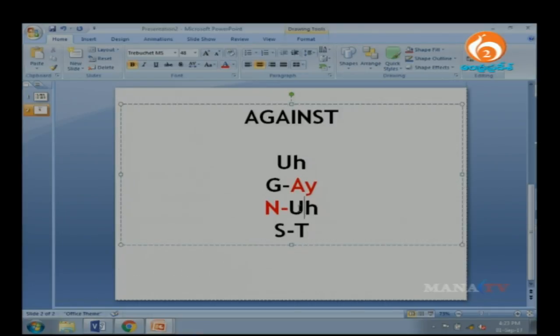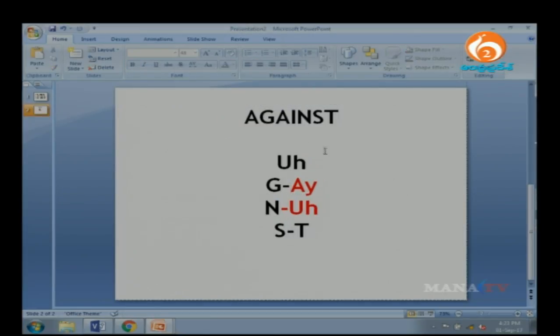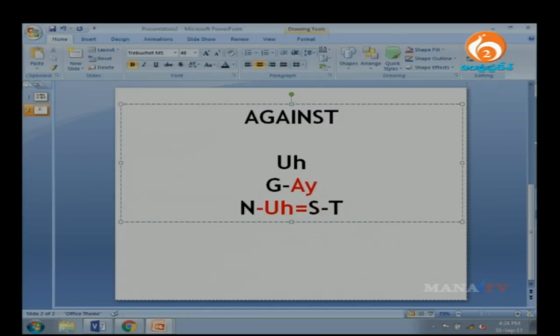Okay, so how many syllables do I actually have? I have only 2 syllables. Against, only 2. But people make the mistake of saying it with three. This is where the problem occurs, because you are making a mistake, you are adding 1 extra syllable.